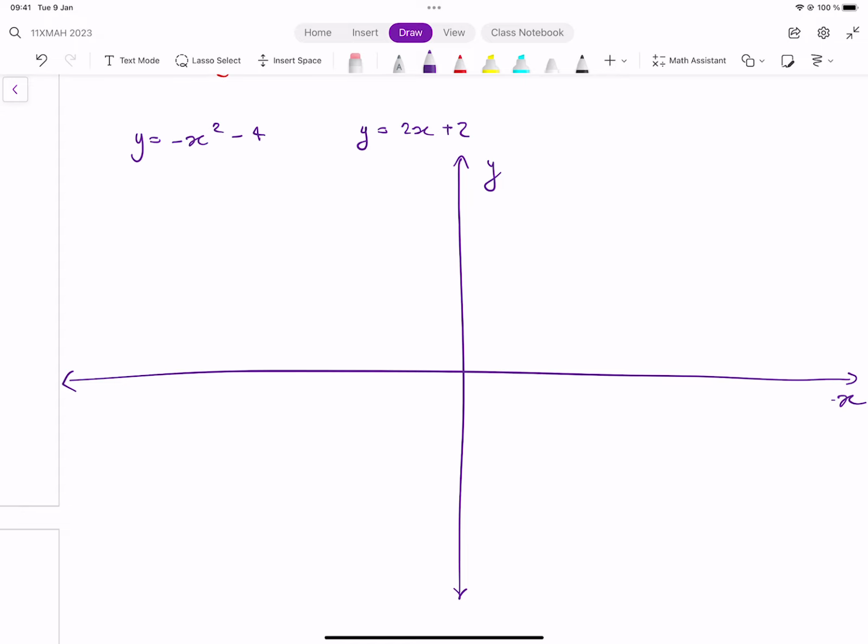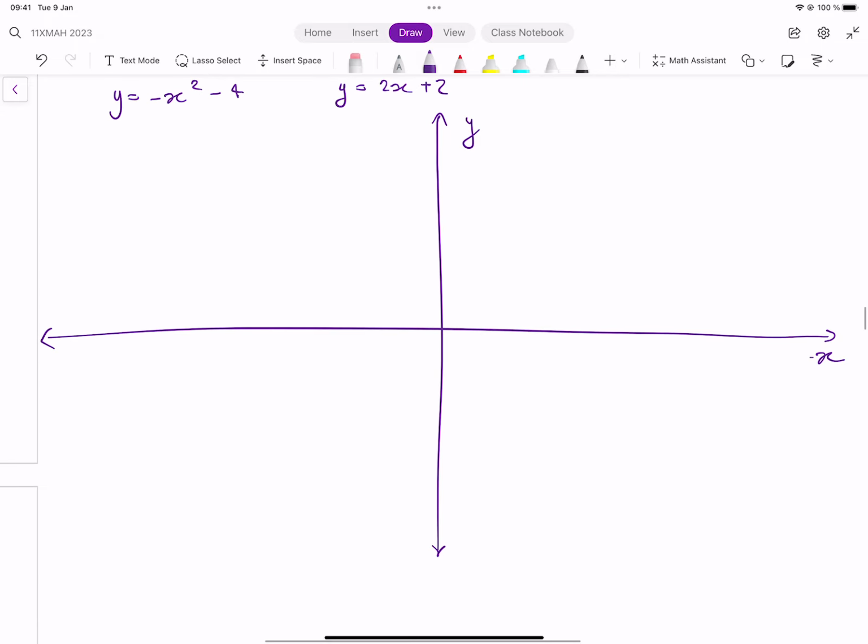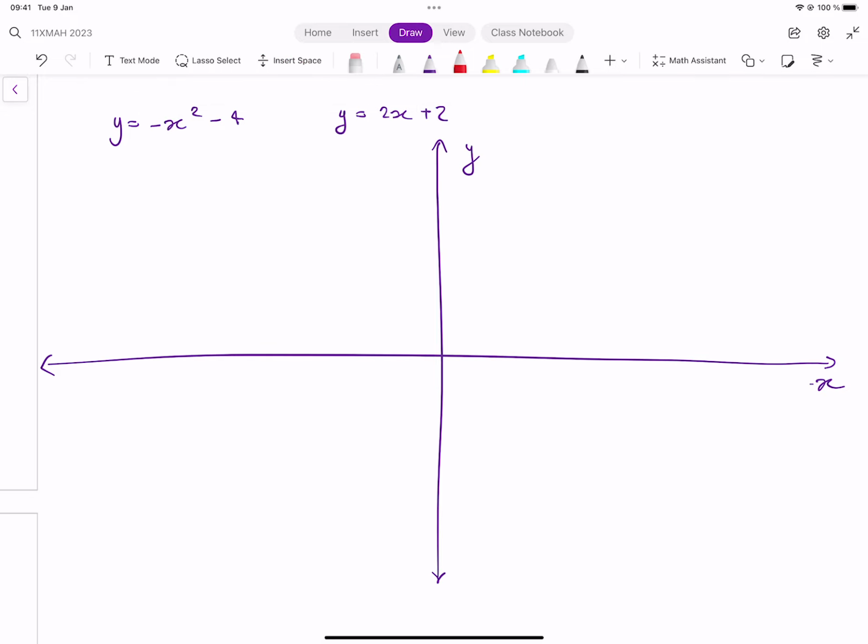So, let's graph minus x squared minus 4. We know it's a sad parabola, and it has a y-intercept of minus 4, and then it's just looking really sad, like this, going down like this. And that's at minus 4.